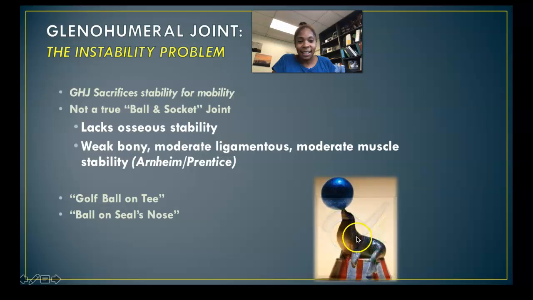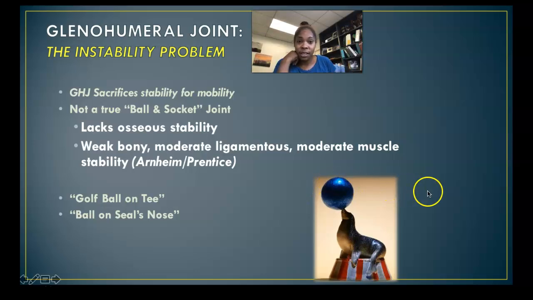Or we could look at it like a seal with a beach ball on its nose, right? In essence, the seal's nose is going to be the glenoid fossa, and then that beach ball is going to be the humeral head. And while these are probably exaggerations of the relationship, it certainly should allow you to see that we don't have the bony stability that we normally would have at most of our joints, at the tibiofemoral joint, right? At the hip joint, right? At the ankle joint. We just don't have that even congruity between the two bones that are articulating.